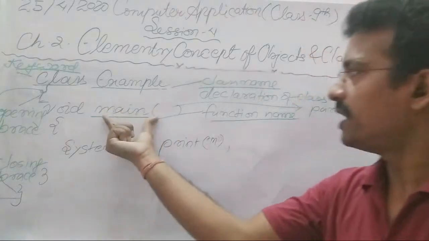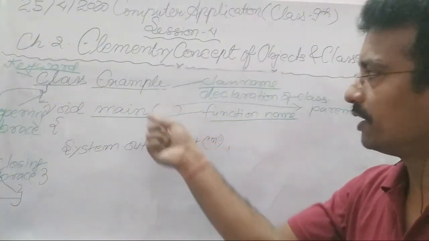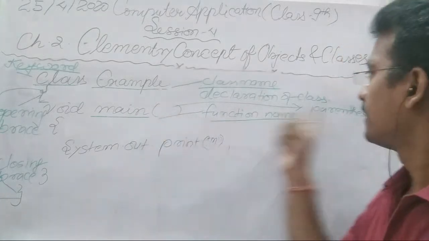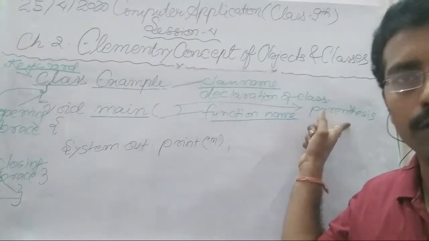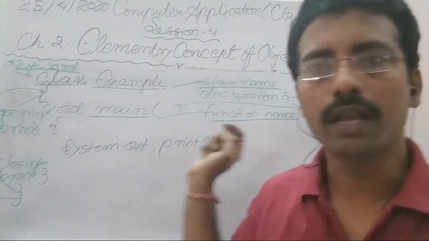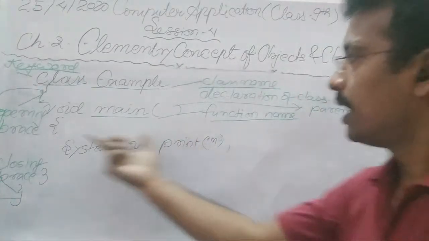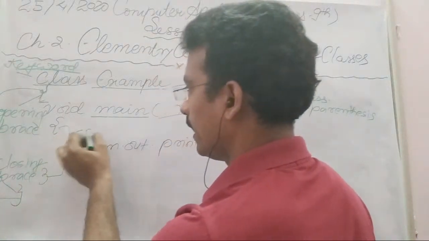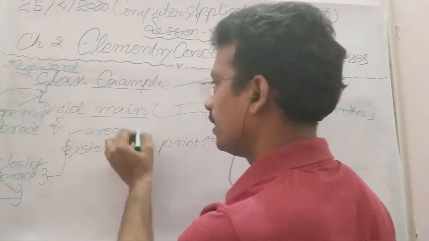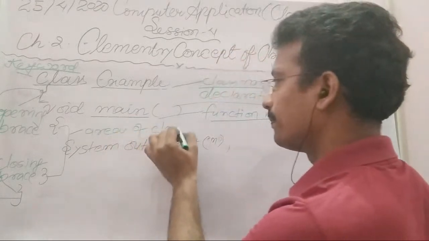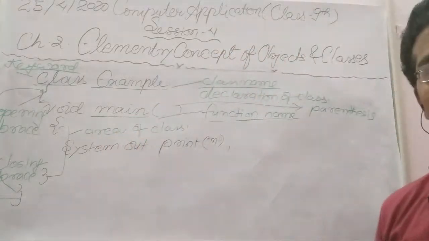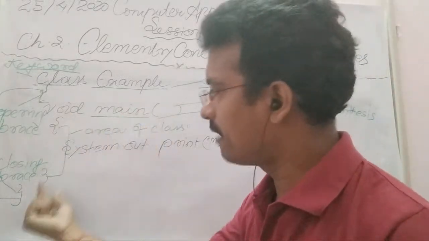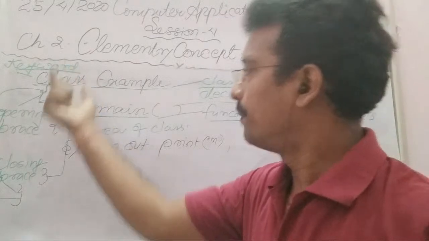So this is a function name, and these two small brackets you are watching are called parenthesis in logical terms. This is the area of the class. So this way we are covering each and every point of our particular program.